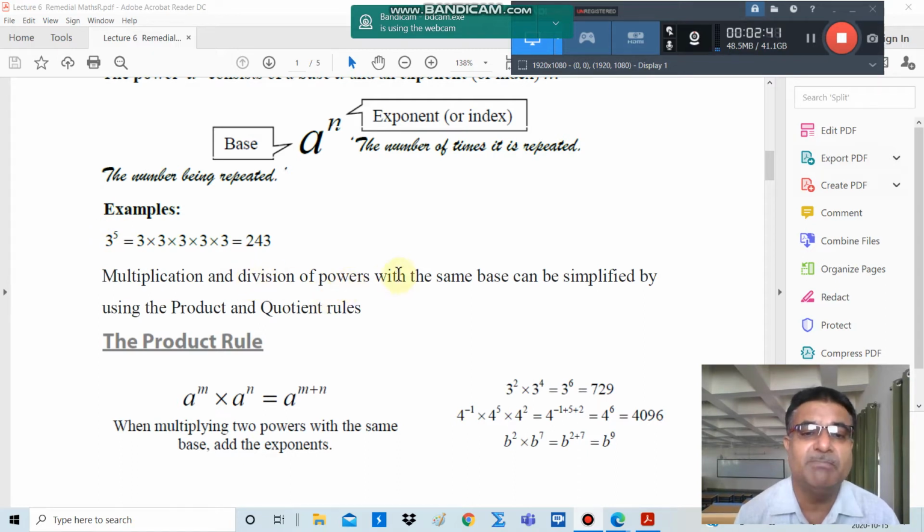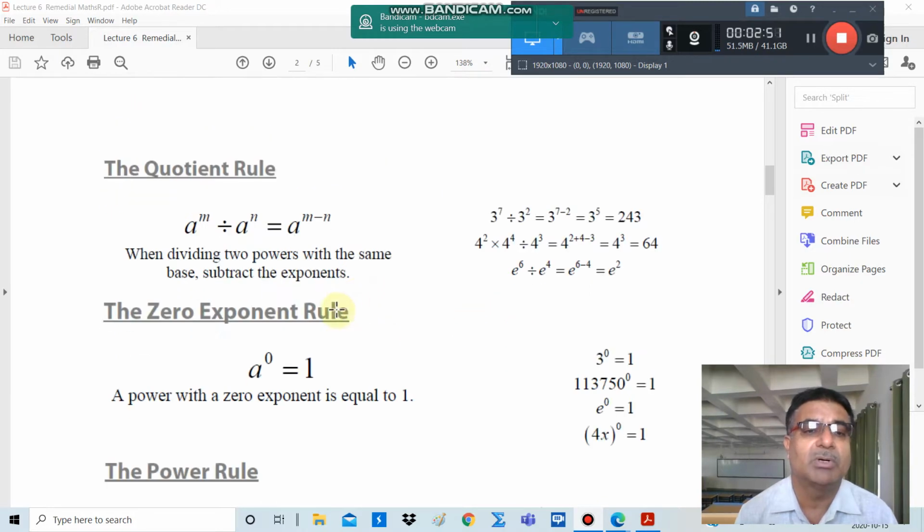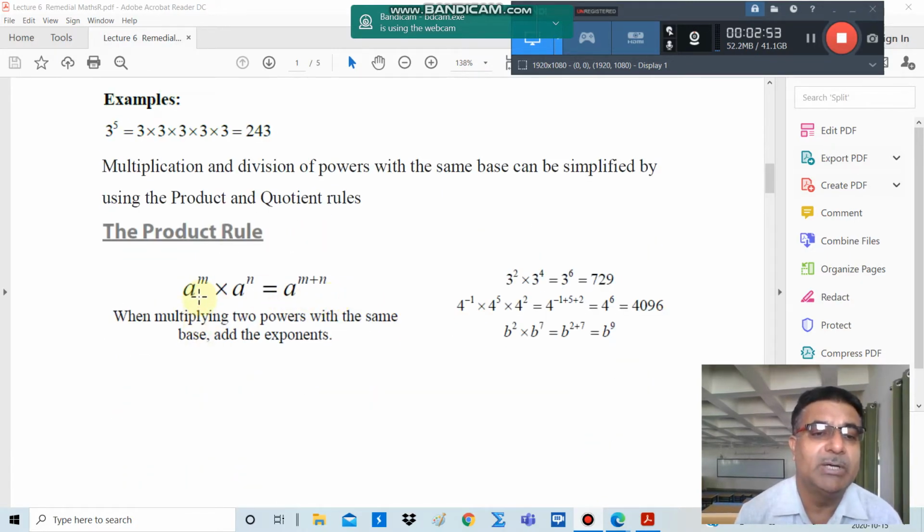Multiplication and division of powers with the same base can be simplified by using the product and quotient rules. The product rule: a to the power m multiplied by a to the power n can be written as a to the power m plus n, that is, the powers are added. Okay, these are some examples. 3 to the power 2 into 3 to the power 4 is equal to 3 to the power 6, which yields 729.